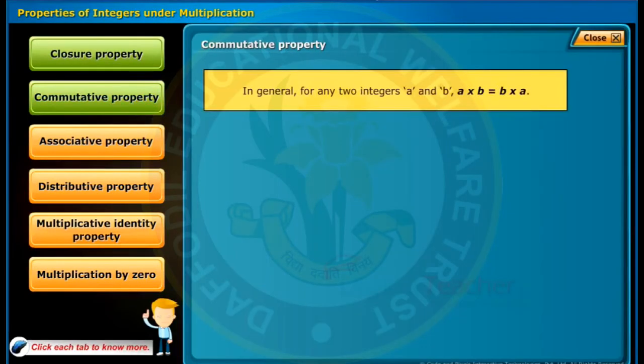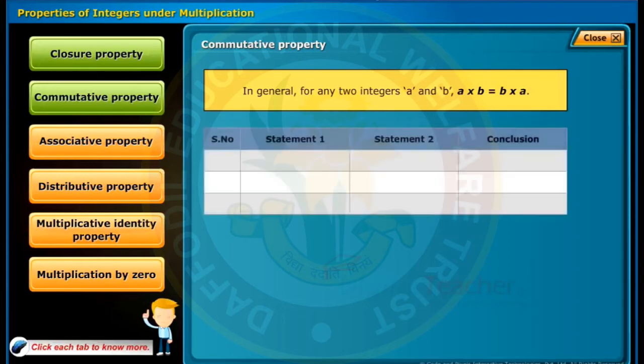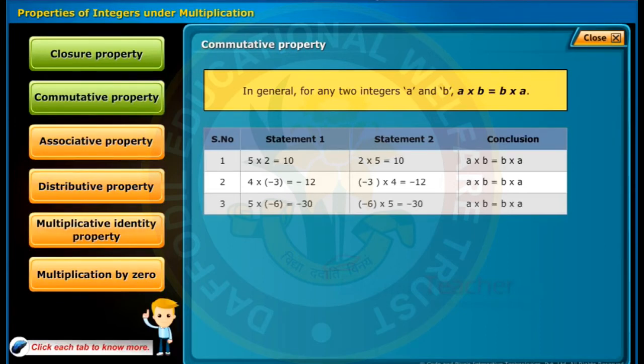Commutative property defines that for any two integers a and b, a into b is equal to b into a. In the first statement, 5 into 2 is equal to 10, and in the second statement, 2 into 5 is equal to 10.